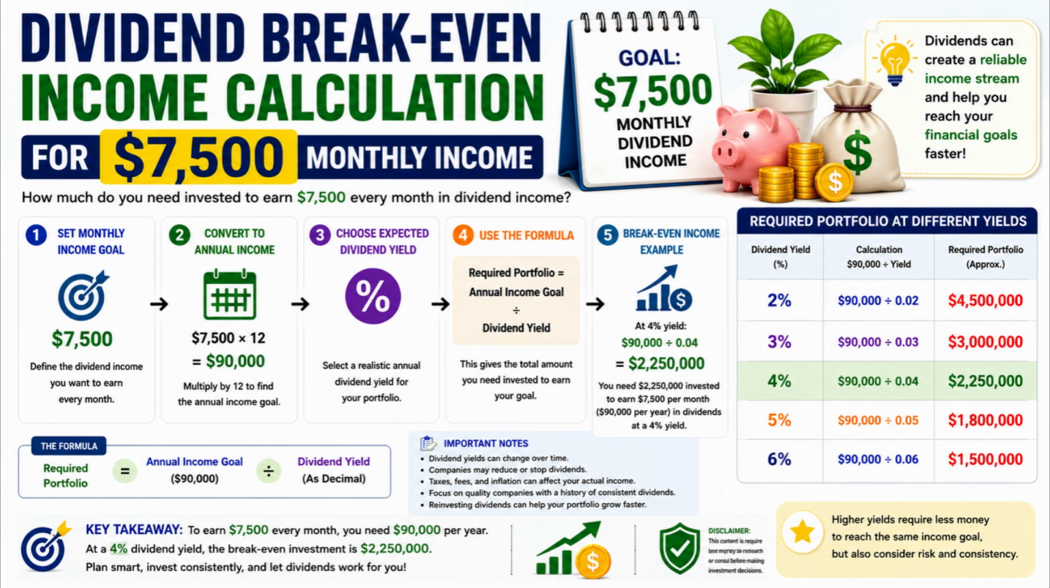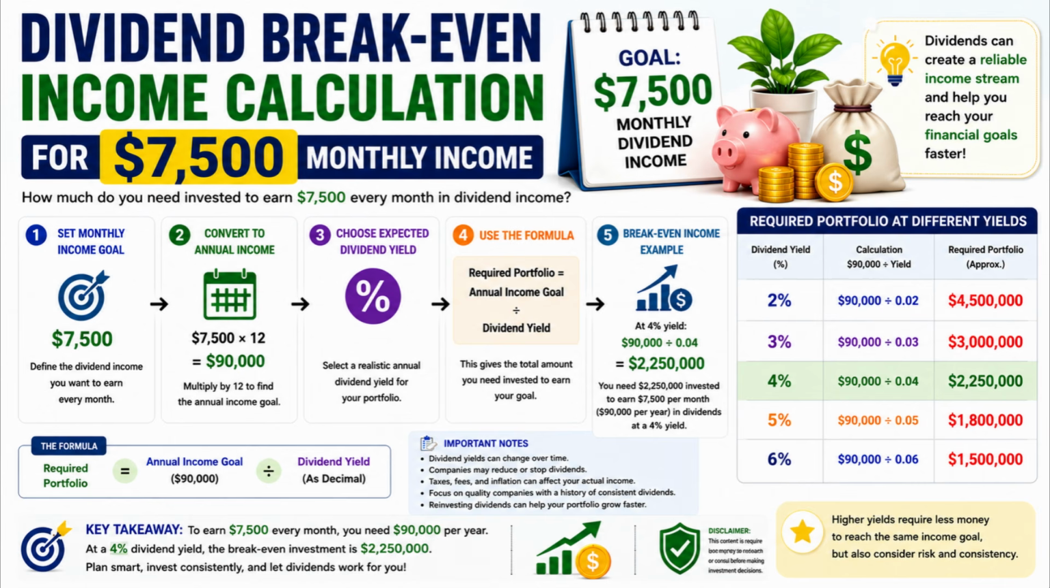Now, let's look at the example using a 4% dividend yield. First, we convert 4% into decimal form, which is 0.04. Then we divide $90,000 by 0.04. This gives us $2,250,000. Therefore, at a 4% dividend yield, you would need about $2.25 million invested to earn around $7,500 per month, or $90,000 per year, in dividend income.